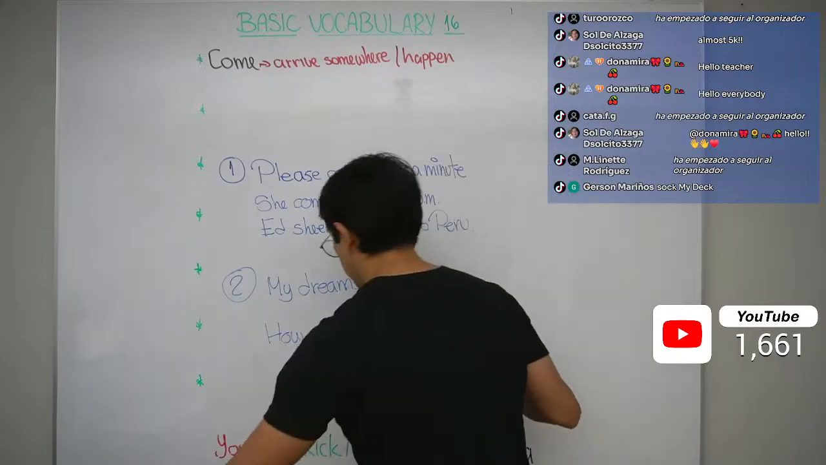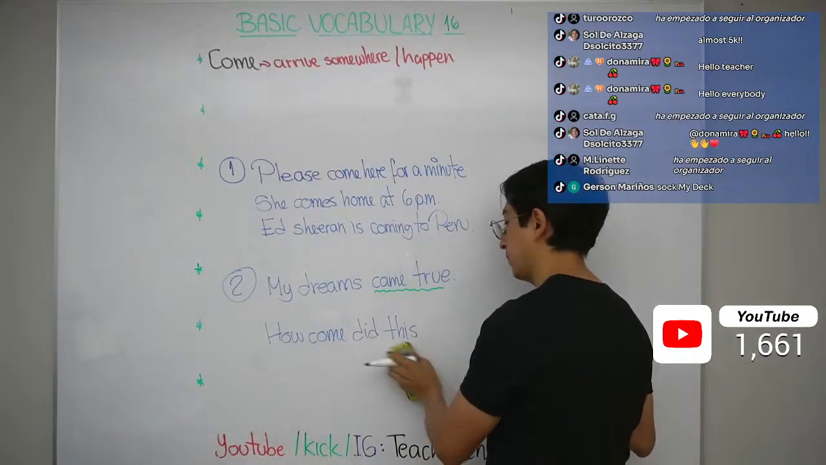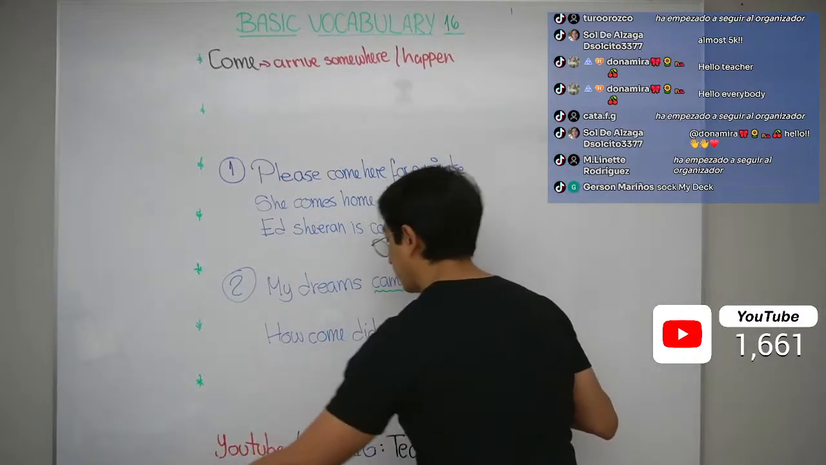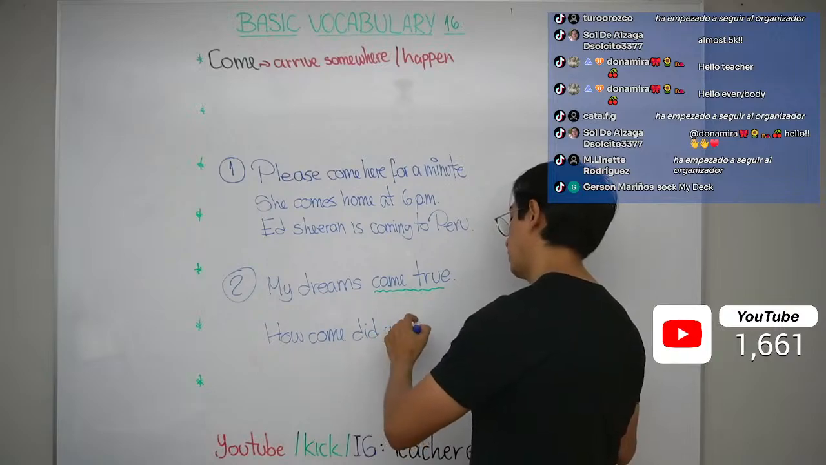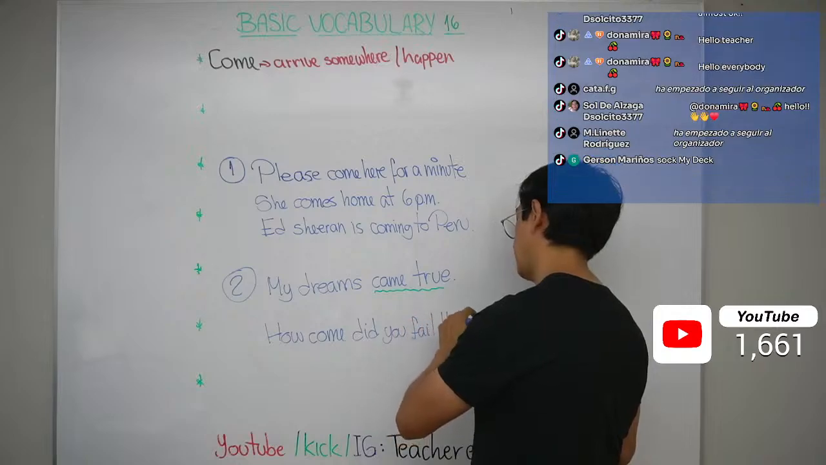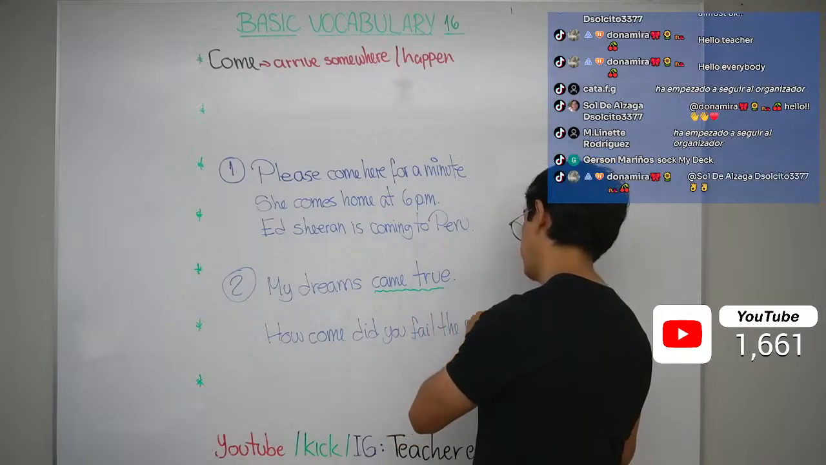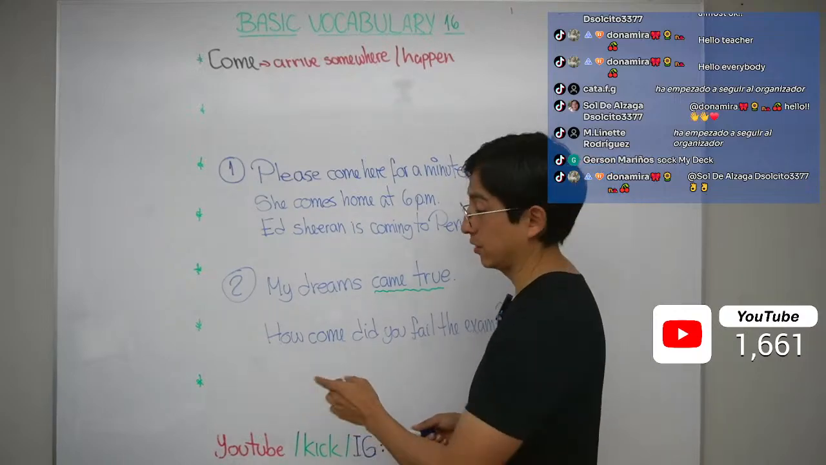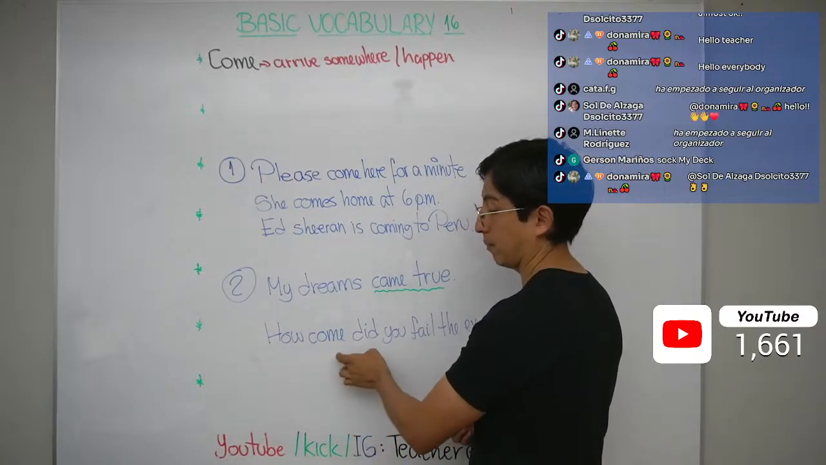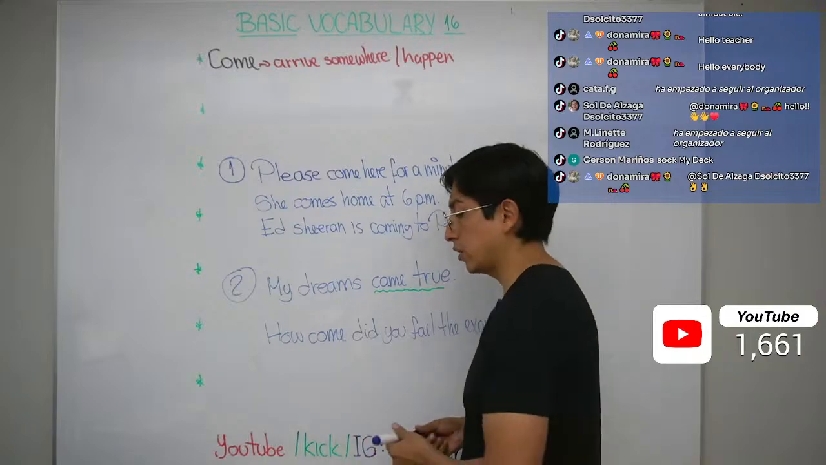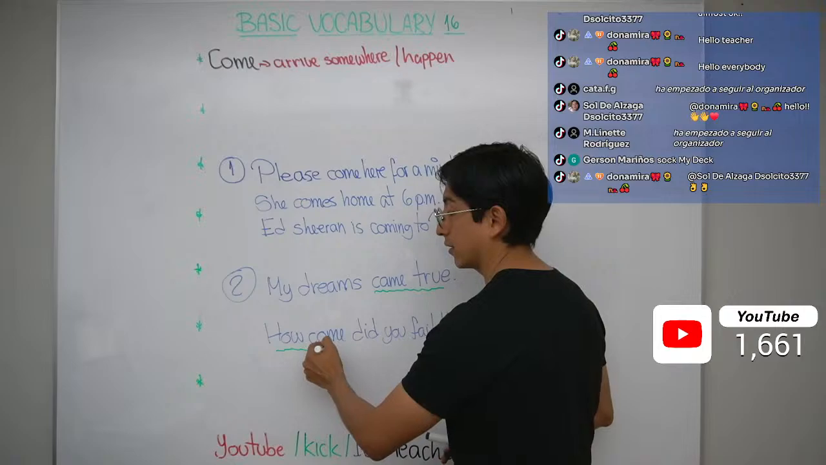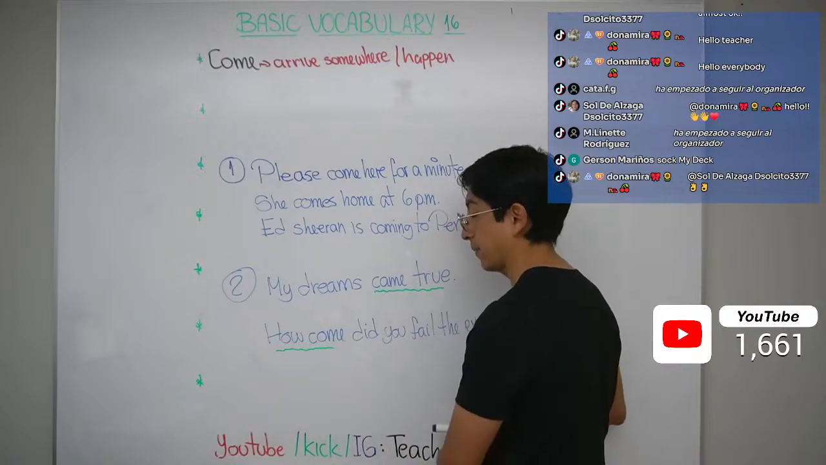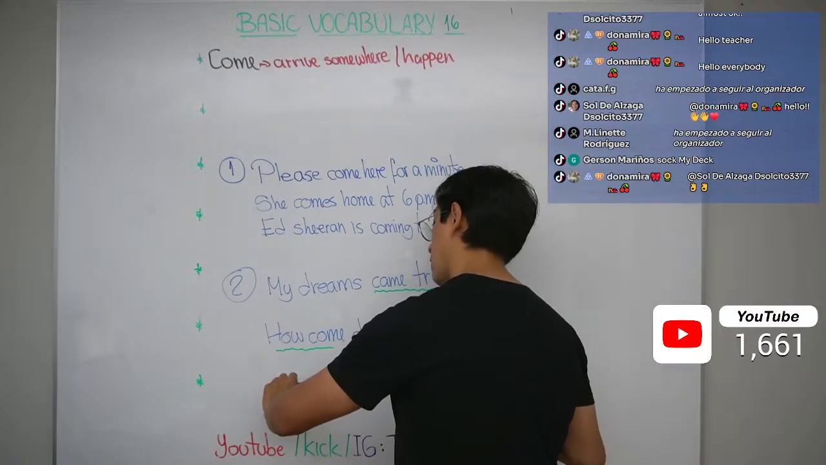Or how come did you fail the exam? Let's say, how come did you fail the exam? Now, look at this combination. It's a little irregular. How come? We are going to use how come here in an informal way. Look at that. How come did you fail the exam? In this case, we're asking why.